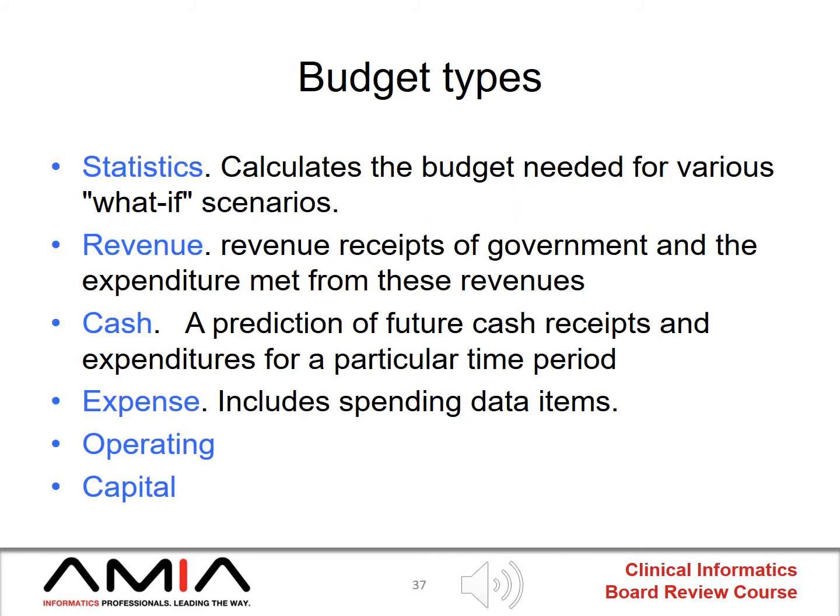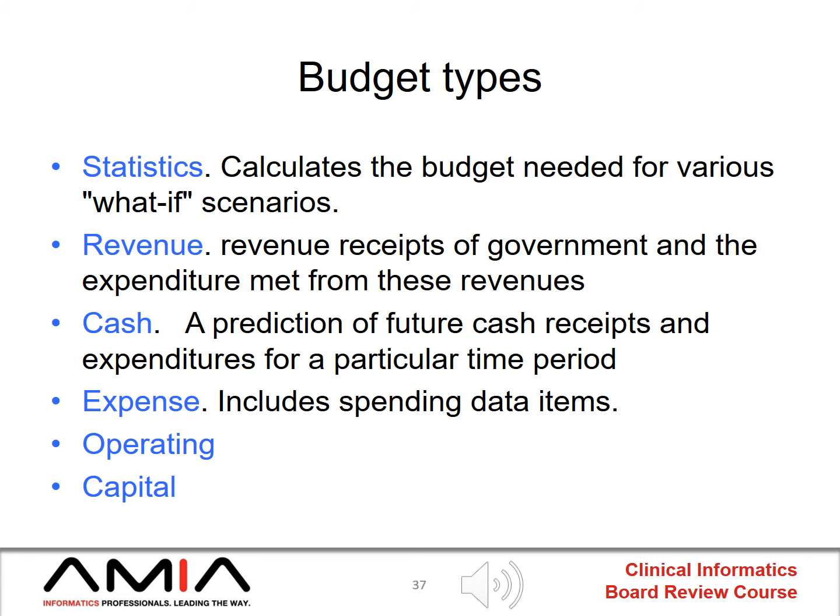There are a variety of budget types, and they differ. I've listed several of them here. A statistical budget, which allows one to analyze various what-if scenarios. A revenue budget, which is pertinent to receipts of a government or a government unit and the expenditure of these receipts.